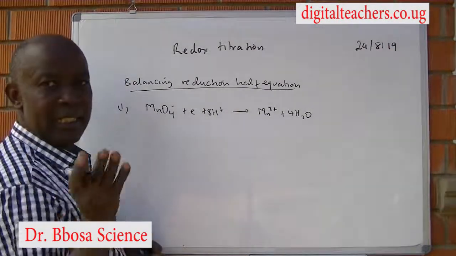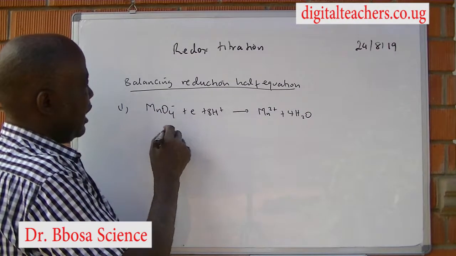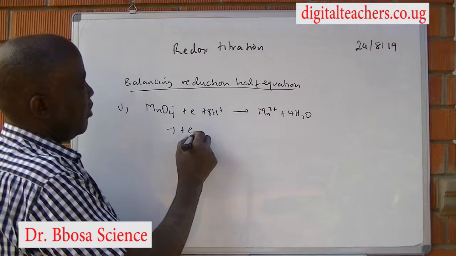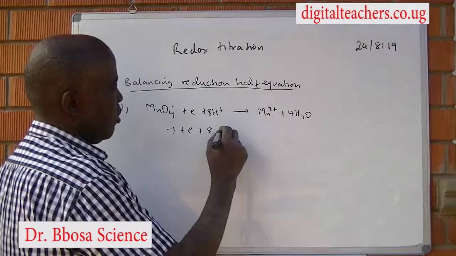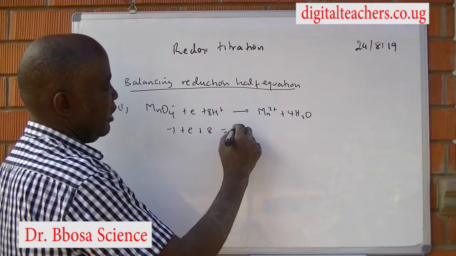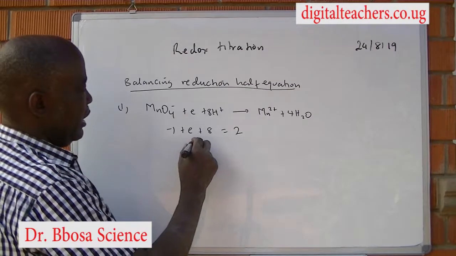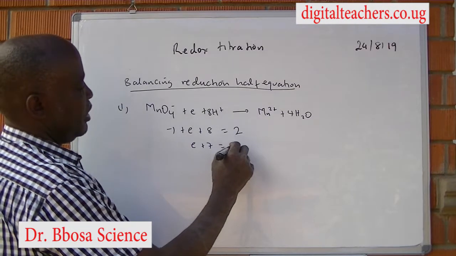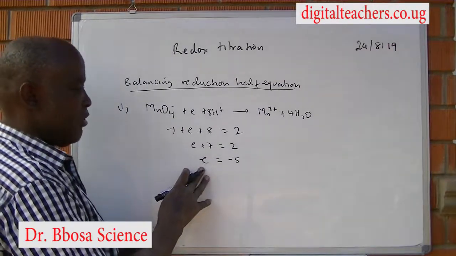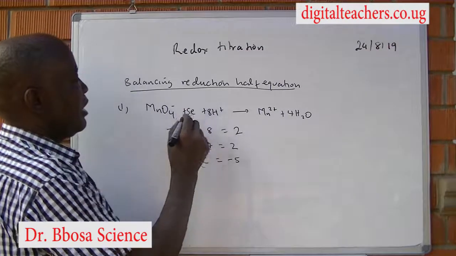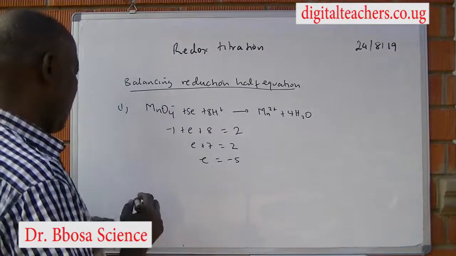Now we have to balance the charges. When you are balancing the charges, we say that this is -1 plus electrons plus 8 positive will be equal to positive 2. You have 2 on this side. So this is E plus 7 is equal to positive 2. E is equal to -5. But electron has got a negative charge. So you can balance by putting a 5 there. So this is a balanced half equation.